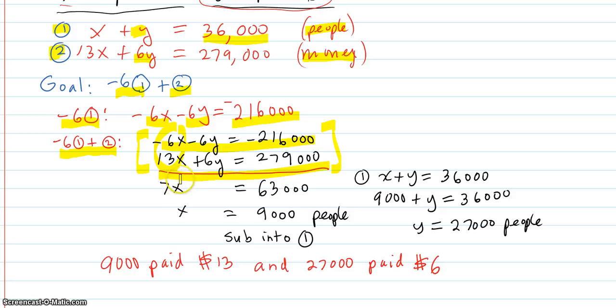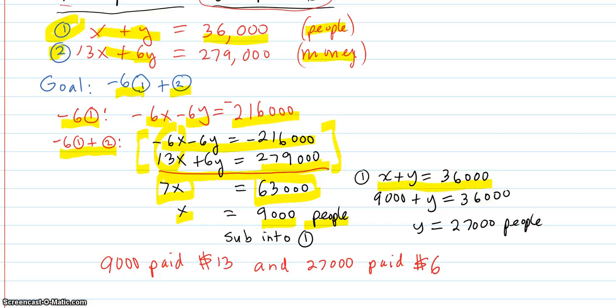-6x plus 13x is 7x. The y's cancel out, that's why we did it. You add these two numbers up, and you get 63,000. Divide by 7 on both sides. It gives you x equals 9,000, and that's people. Now we need to find the y. So we go back and we look through the equations, and the easiest one looks like equation number 1, which is x plus y equals 36,000.